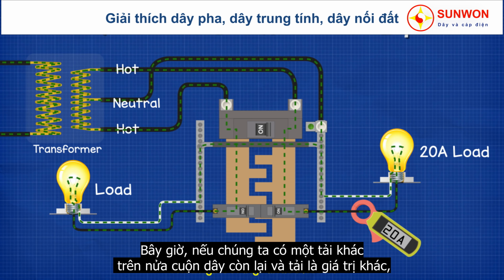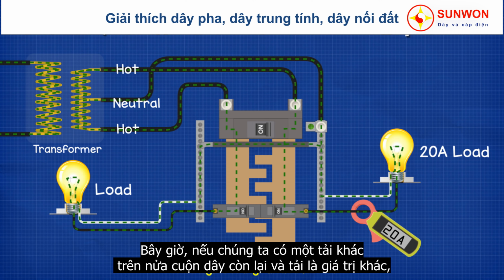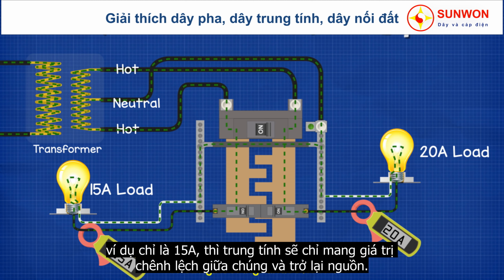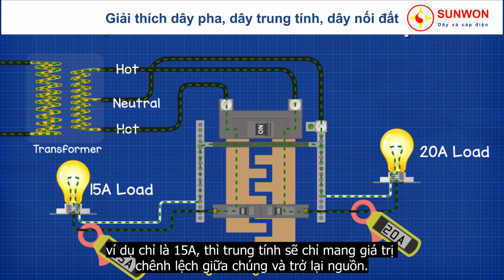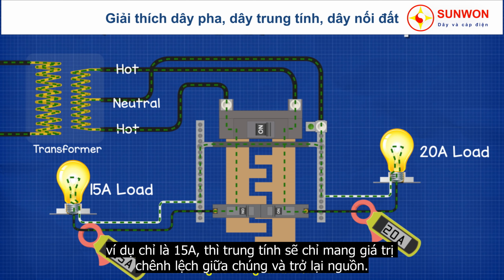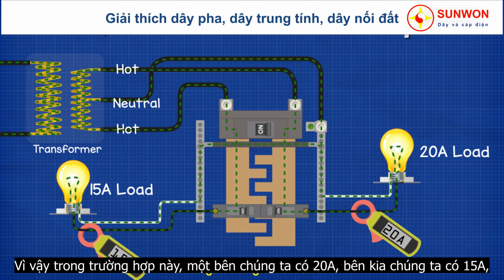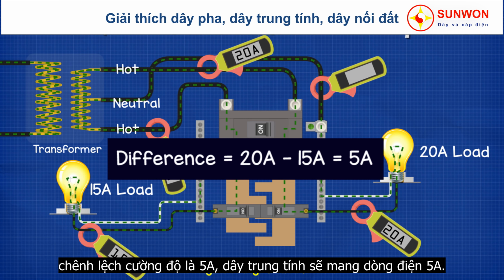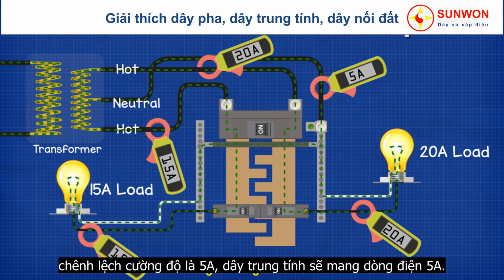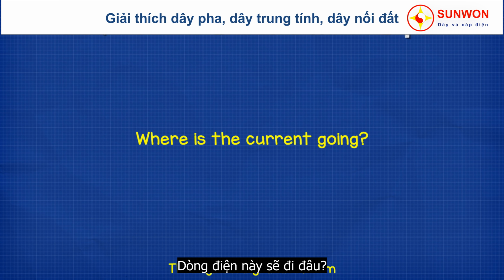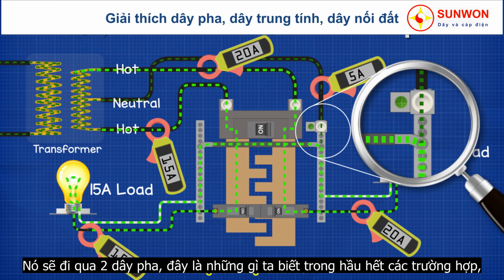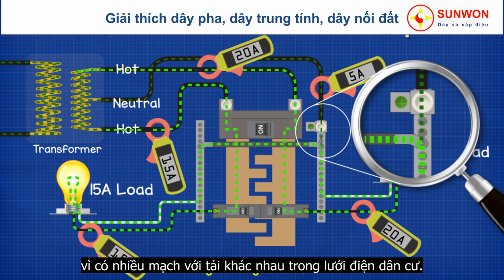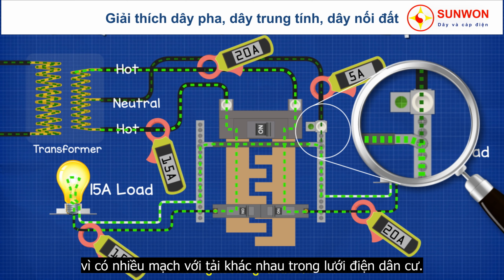Now if we have another load on our other half of the coil, and the load is a different value, say for example just 15 amps, then the neutral will only carry the difference between these 2 values back to the transformer or back to the electrical source. So in this case, one side we have 20 amps and the other side we have 15 amps, so the difference between these is 5 amps. So the neutral will carry 5 amps. Where does the rest of this go? Well, it will pass through the 2 hot wires. Now this is what we have in most cases because there are multiple circuits with different loads in the residential property.